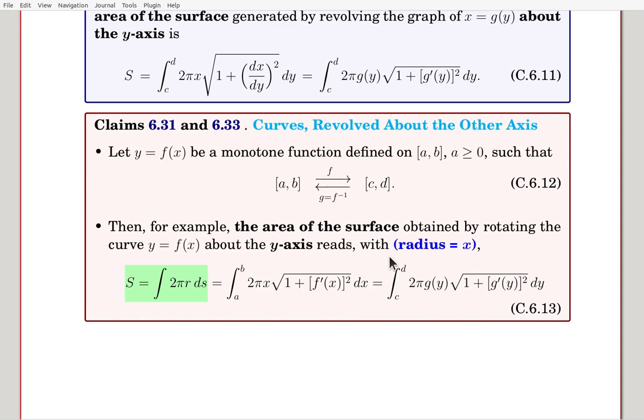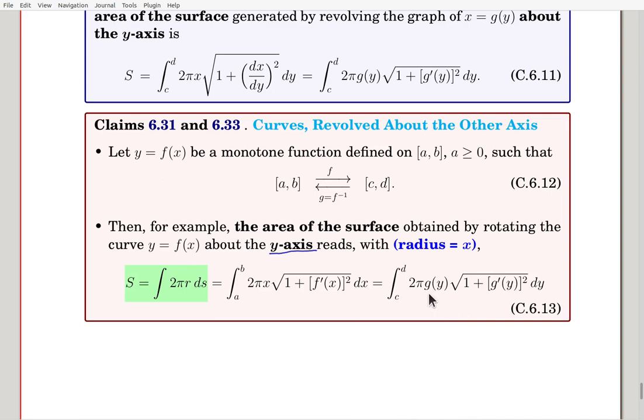Once we rotate about the y-axis, in this case the radius must be x, so that we have 2 pi r ds. The radius is x, and here we can write this one as a function of x. So that is an x direction integration. But for that one, you can also do a y direction integration.